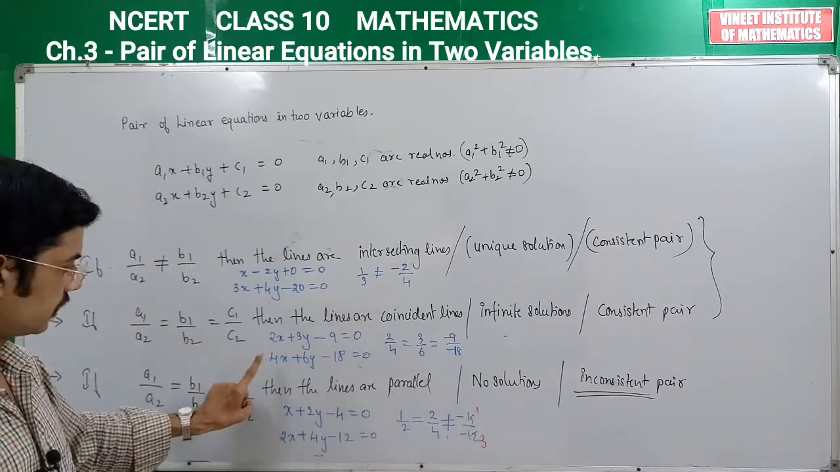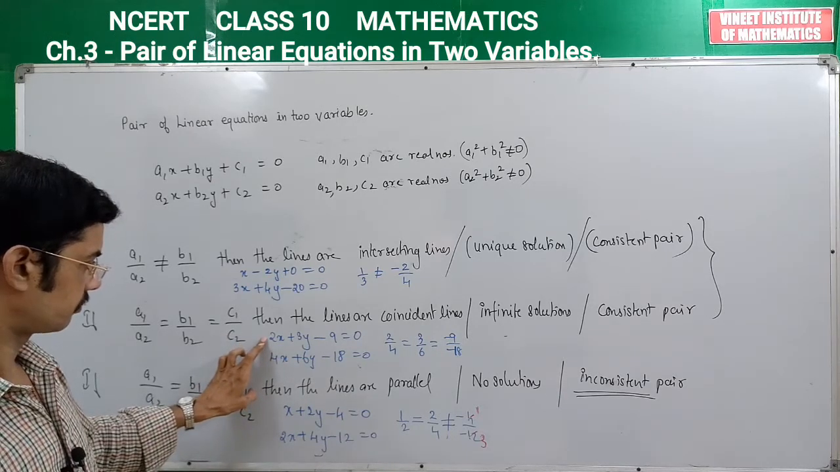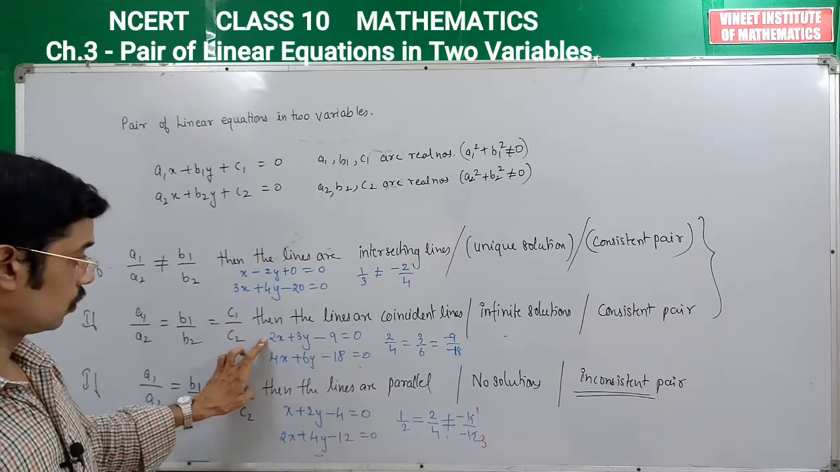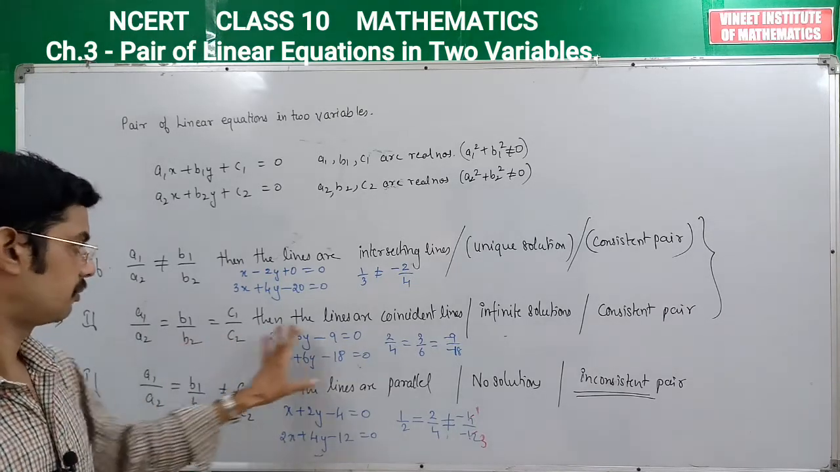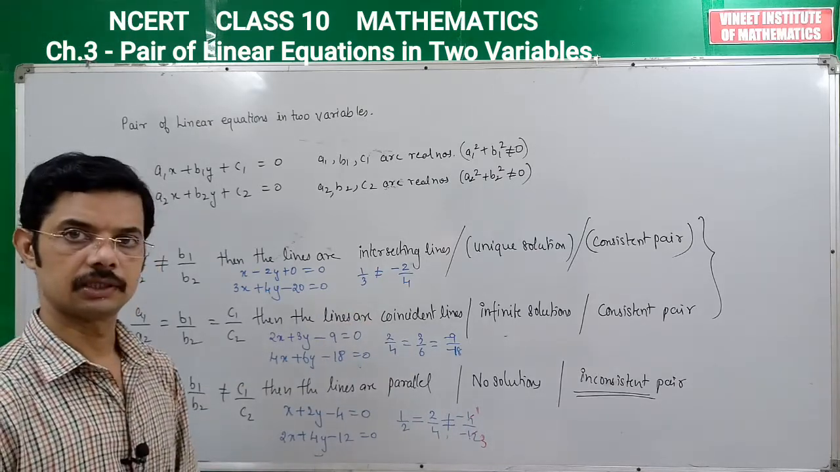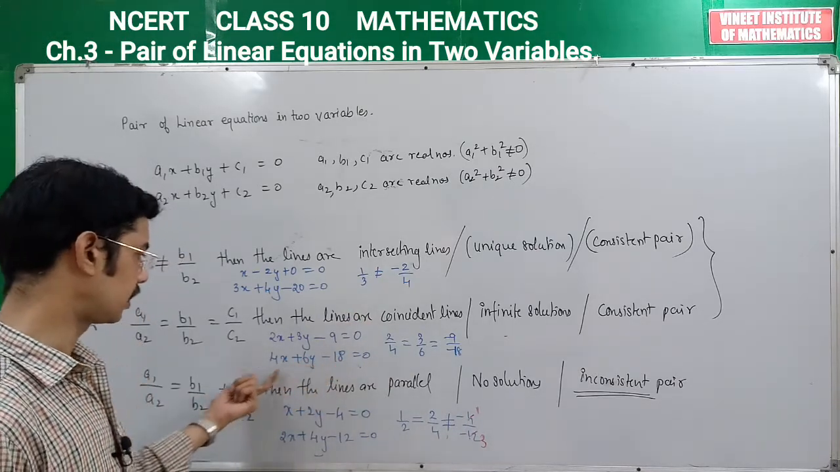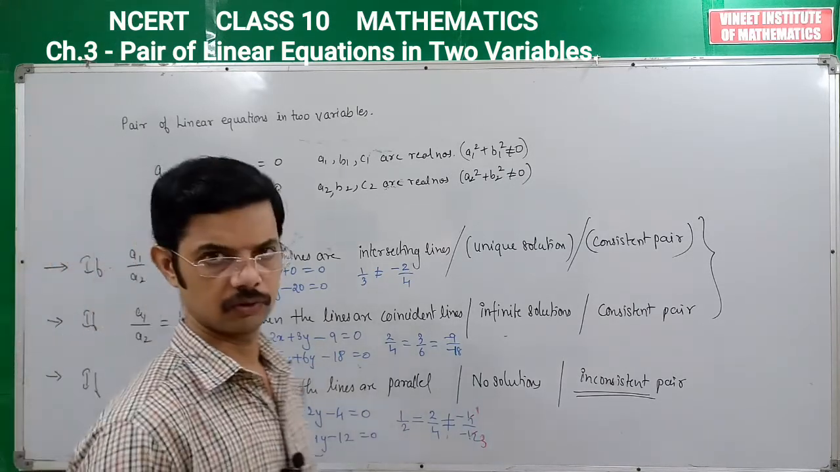Okay, in this case we can even observe that when you multiply the first equation by 2, you get the second equation. That happens only in the case of coincident lines or identical lines. Or you can take 2 out as common from this line and you get the first line. That is how it is done.